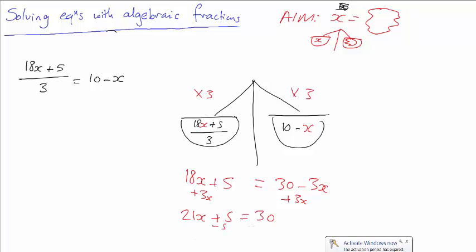Take away 5, take away 5. So you've got 21x equals 25. Now we're just going to divide by 21, and we'll get to x equals 25 over 21. That's it. Can't really do much better than that, unfortunately. I haven't made a mistake, have I? No, I haven't made a mistake.